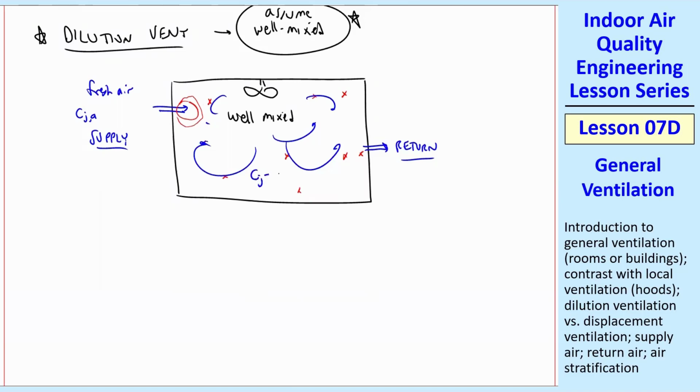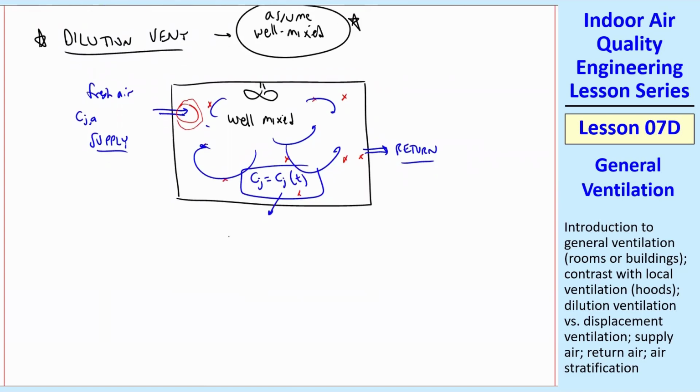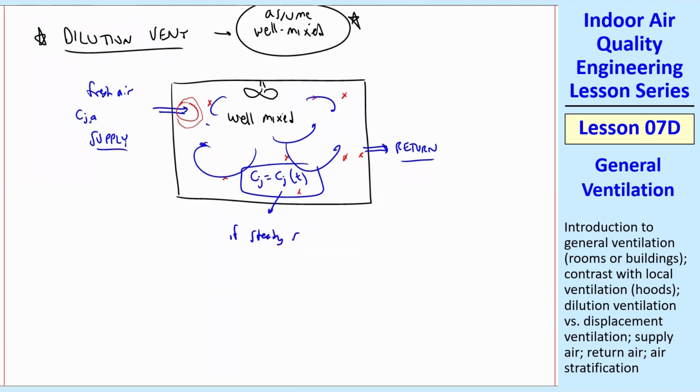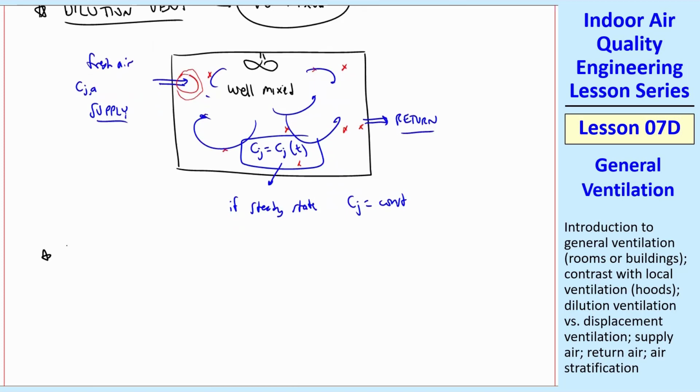Mathematically, CJ is CJ of time only. It's not a function of space. Of course, if it's steady, if you reach steady state conditions, then CJ is a constant everywhere. In our room, it's not even a function of time once you've reached steady state. Now let's contrast that with displacement ventilation.